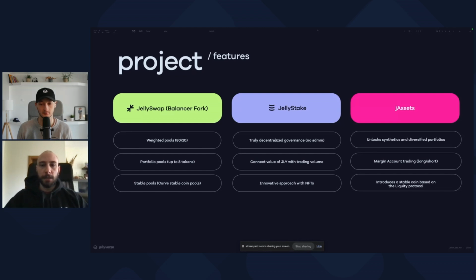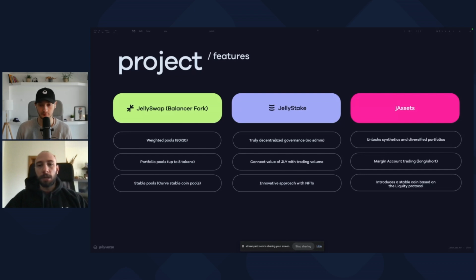The next is JellyStake, the protocol that is kind of running the entire Jellyverse. It's what drives the truly decentralized governance, and it's the main connector of Jelly with the rest of the system. It has this vote escrow approach that Balancer and other protocols had, but upgraded to incorporate NFTs to basically give users more flexibility with their staking positions.